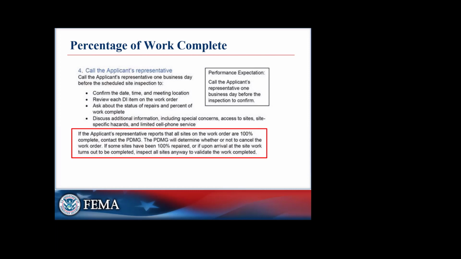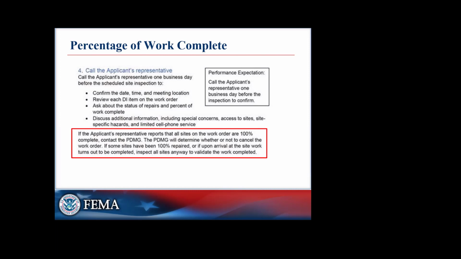So let's break this down a little bit further. If you're going to inspect a building, the damage at that building consists of roof damage, ceiling tiles, and drywall. You conduct your 24-hour call, and the applicant informs you that the roof has been repaired and replaced, and it's now 100% complete. However, those ceiling tiles and that drywall are not 100% complete. You would still conduct the site inspection, and you would document the 100% completed damages along with the damages that are less than 100% complete.